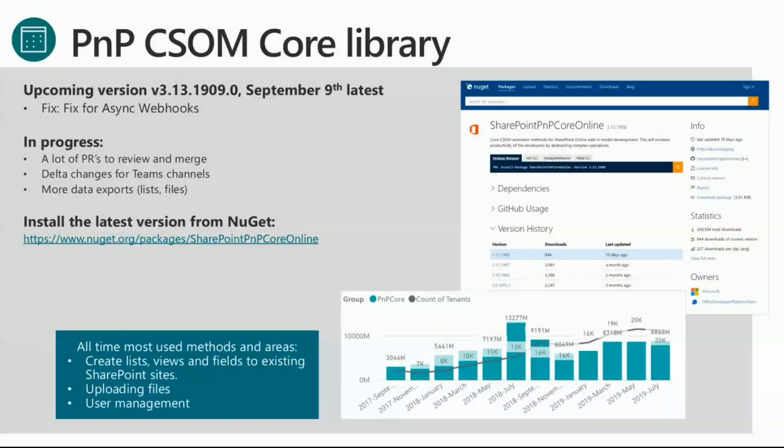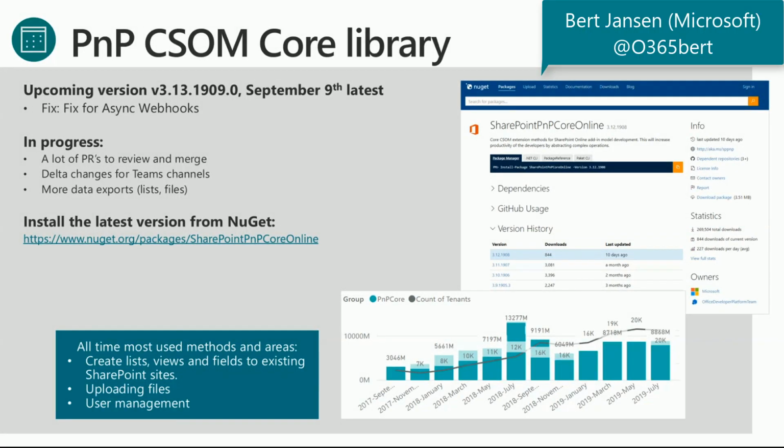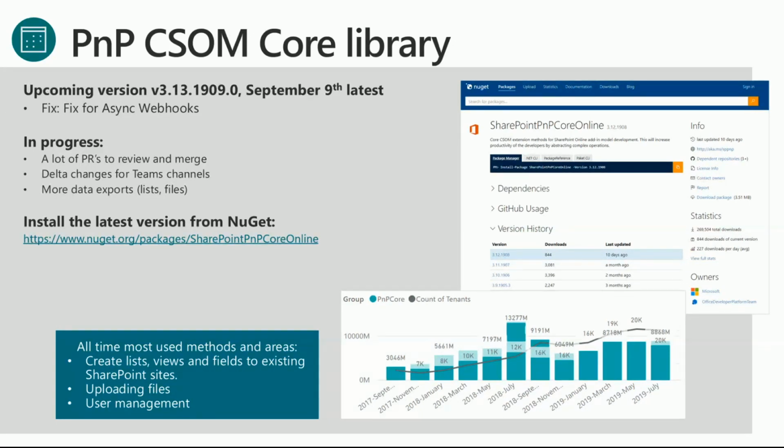Good. Let's go to the PnP CSOM Core. Bert, you're going to do a quick summary on this side. What has happened since the last community call? Well, yeah, I think quick is the right word here. Because, as you mentioned in the introduction, vacation. Paula Urban had vacation. Several people had vacation. So not really that much happened.